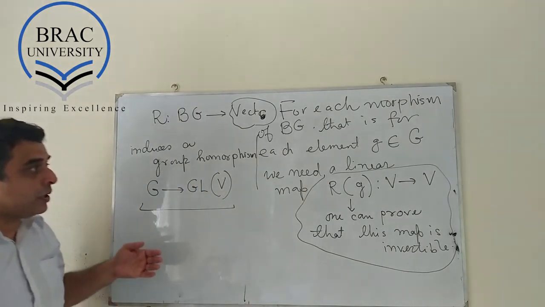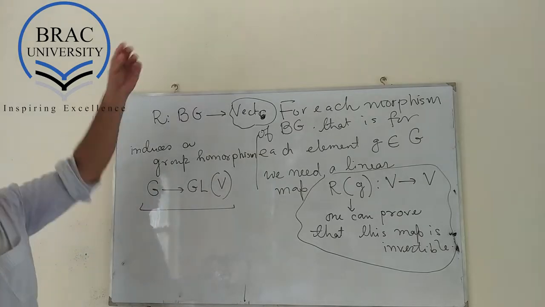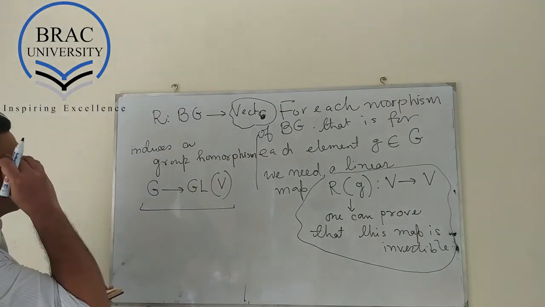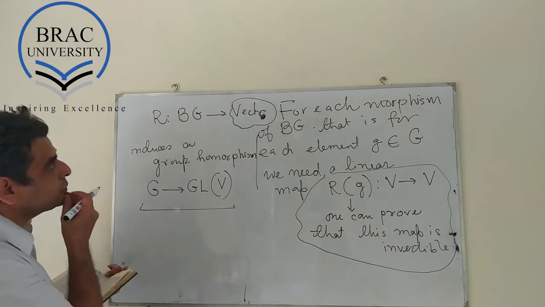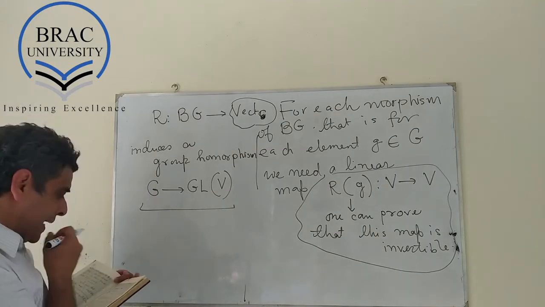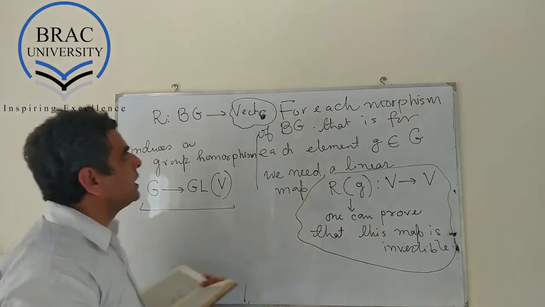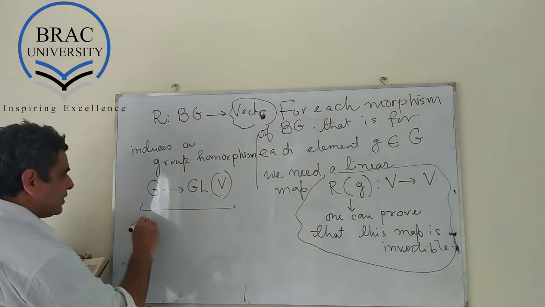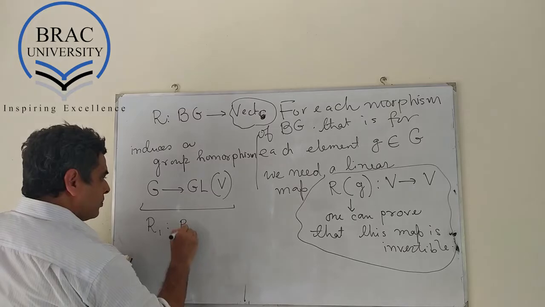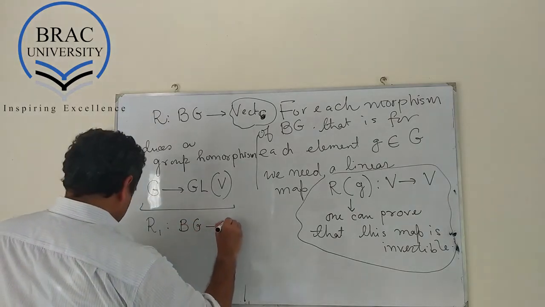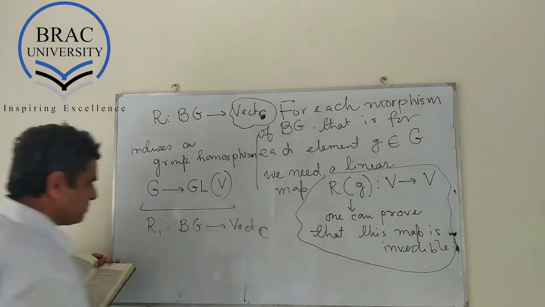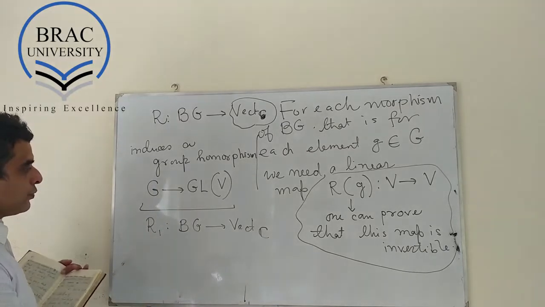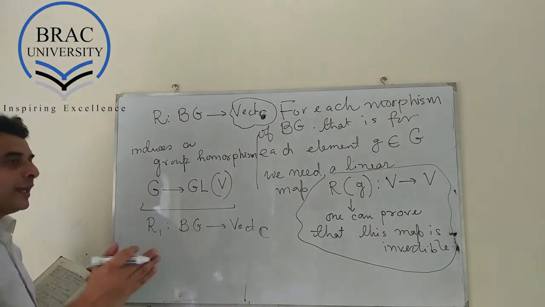Okay, so to extend this idea to the next level, we see that if we can choose a different vector space from this category and construct a different representation R1 from the category BG to vect C again. So we can keep producing representations of G in this way.